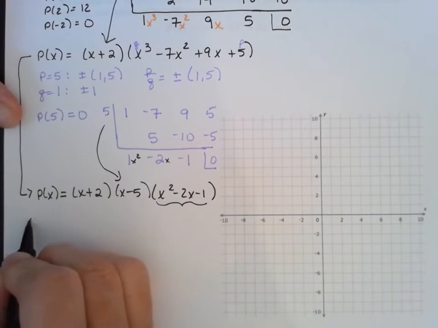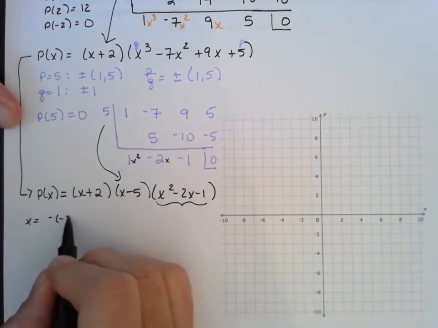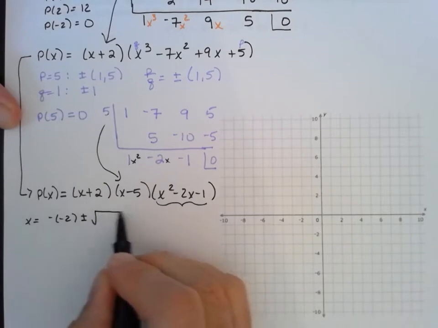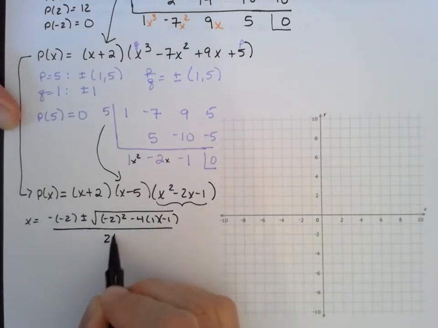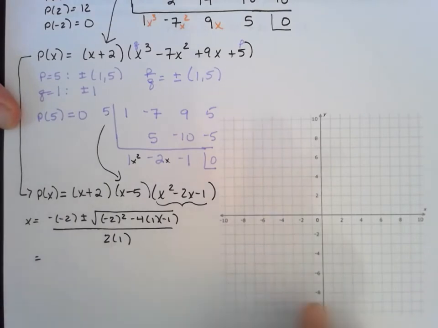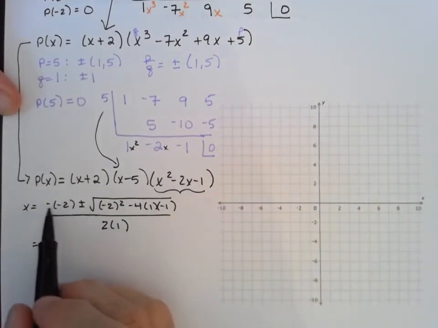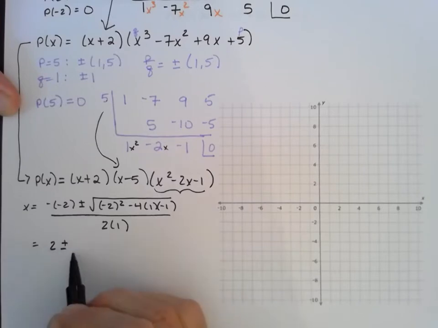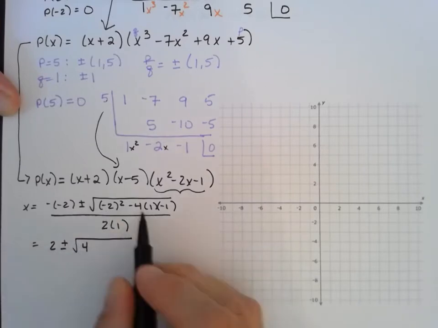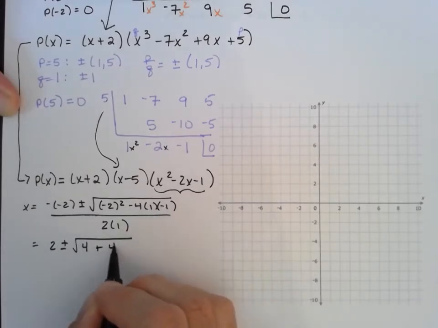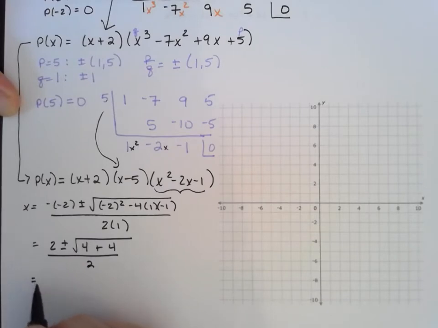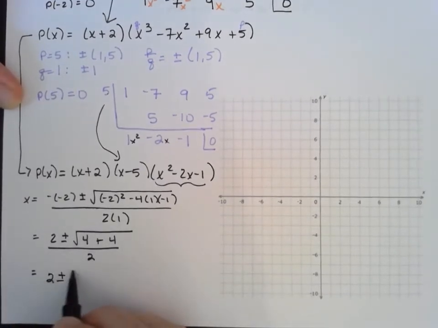So x is equal to -b plus or minus the square root of b squared minus 4ac all over 2a. So let's just start simplifying. That'll be a positive 2. That's a 4. -4 times 1 times -1 is a positive 4, all over 2. That's 2 plus or minus the square root of 8 over 2.